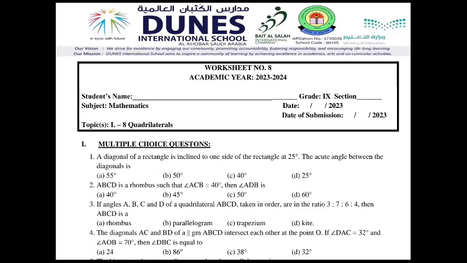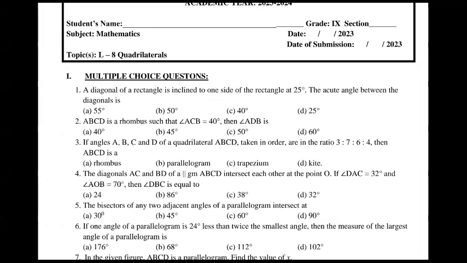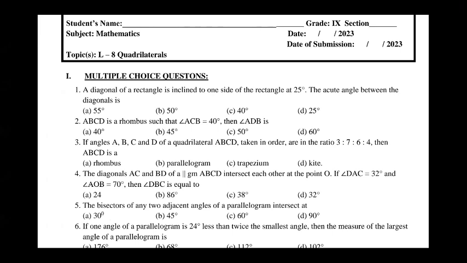This is the worksheet of the quadrilaterals chapter. Let's revise quickly: what are quadrilaterals? Aliba, what is a quadrilateral? A bounded figure which has four, anything four, right? Yes. Four lines and four vertices. Not edges, four lines and four vertices. That's all, right? Okay, mashallah.